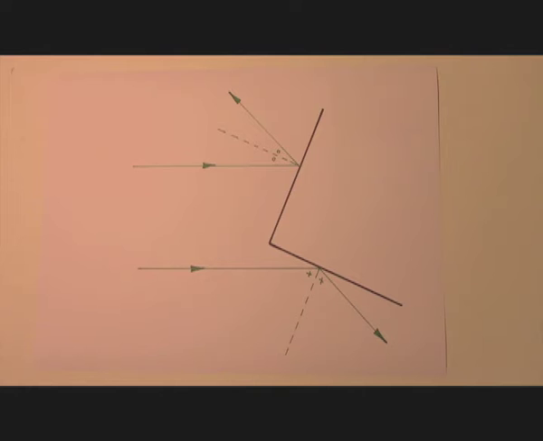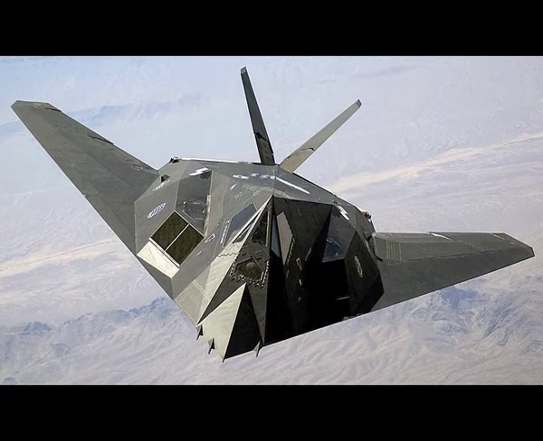This works for all sorts of waves, including radio waves in radar systems. That explains why the early stealth bombers were built with flat surfaces. They would deflect most of the radar waves to make them less visible.